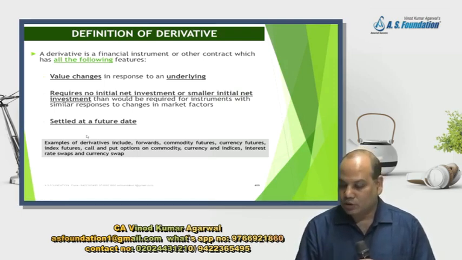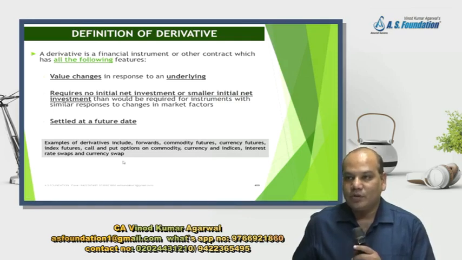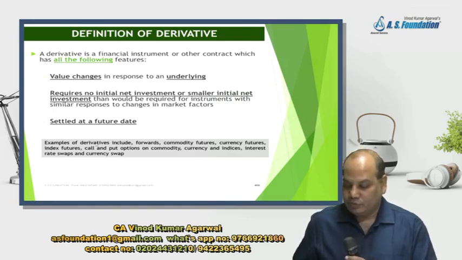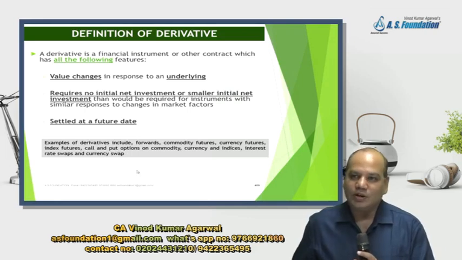Examples of derivatives: a long list is there. Some of them we will cover in this chapter for accounting purposes: forward, future. Then different types of futures are there: commodity future, currency future, index future, call and put option on commodity, currency, indices, interest rate swap and currency swap. For the students doing the CA course, in CA Final in SFM, there is a chapter on derivatives where all these instruments are covered.